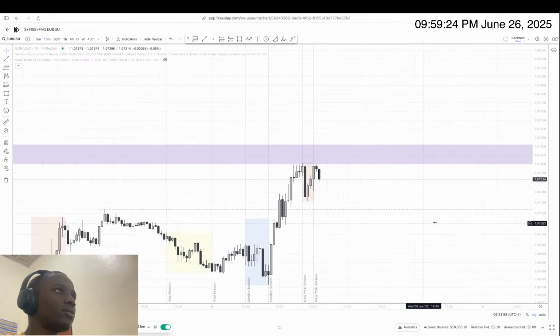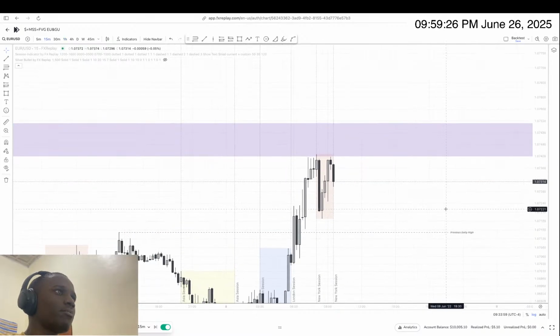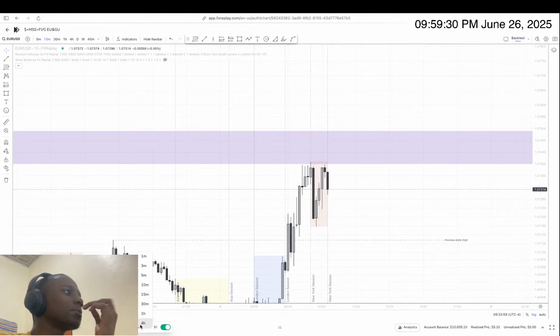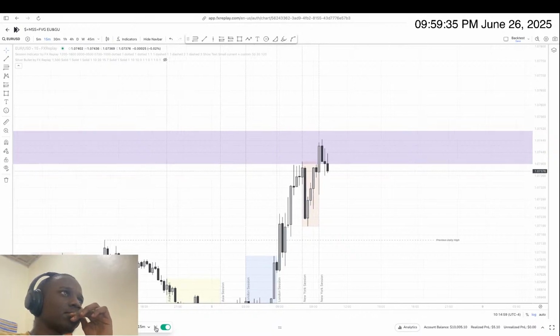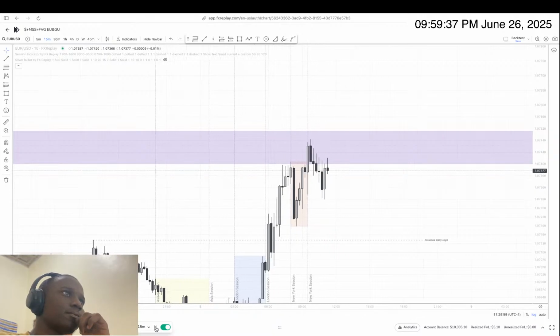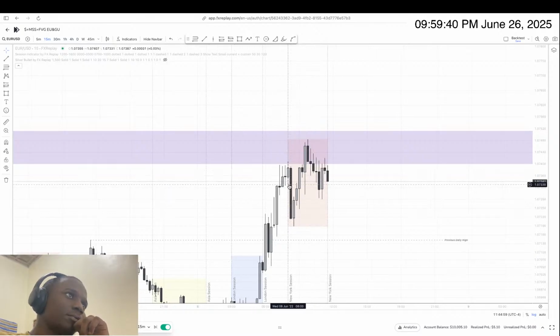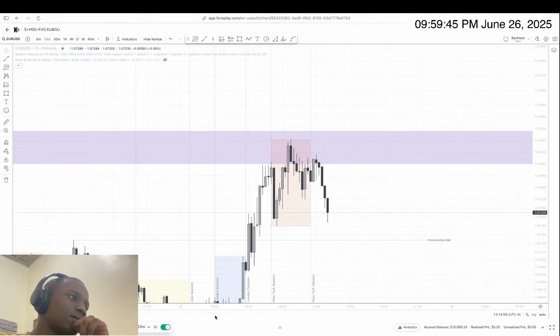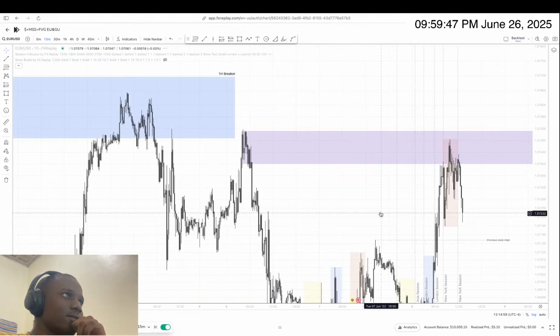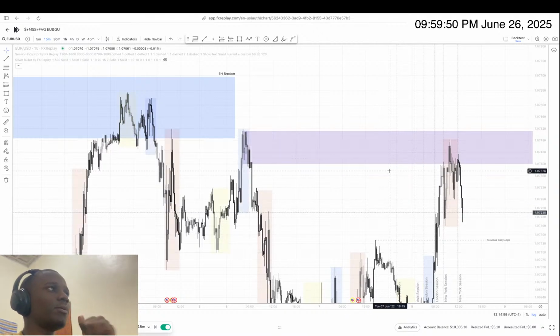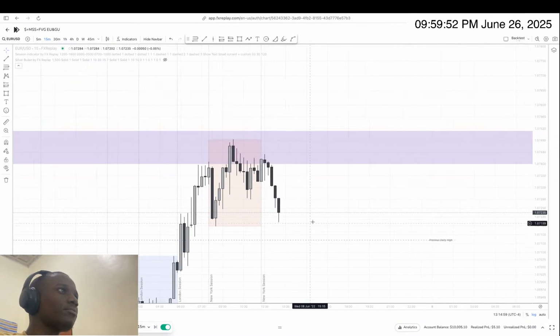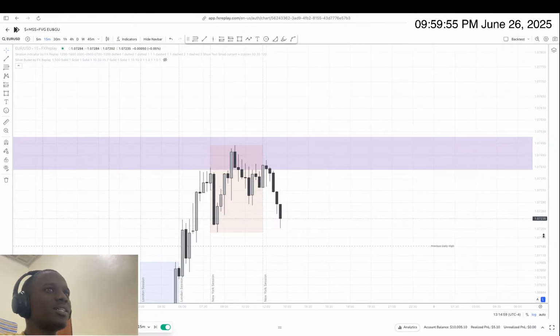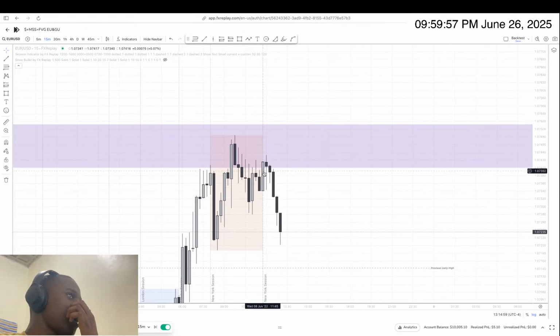15 minute hasn't done anything big yet. Okay, retracement into an inversion. All right, this is what I wanted to see. So we haven't taken out any high here, but we are in a POI, and we just had a small sweep. This is the only high taken out that we got.